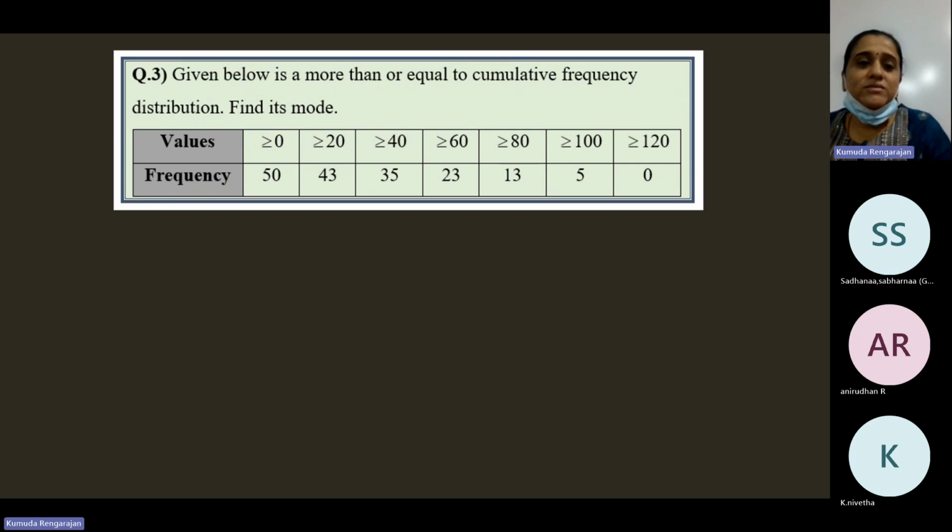Yeah, Chandra, please do this. Given below is a more than or equal to cumulative frequency distribution. Find its mode. I'll just help you recall. What did I tell you?